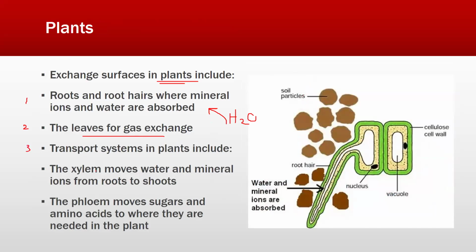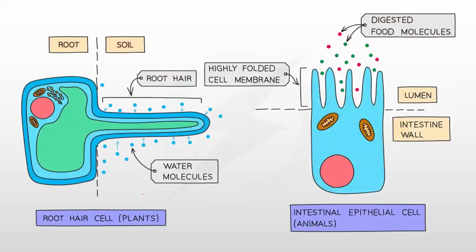The transport system in plants also includes two types. We have the xylem transport system and we have the phloem transport system. Xylem is responsible for the movement of water and mineral ions. Phloem moves the sugars and amino acids from the source to the sink as well.